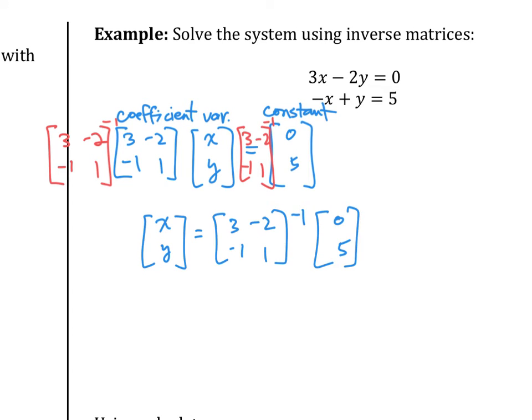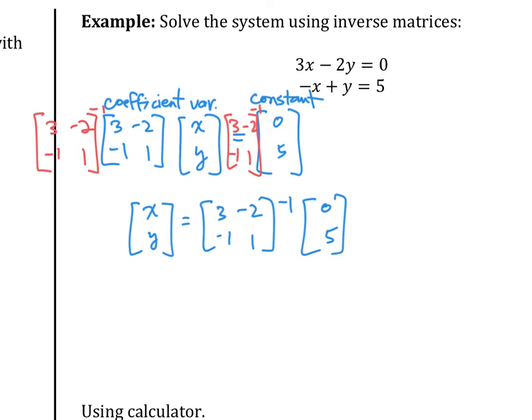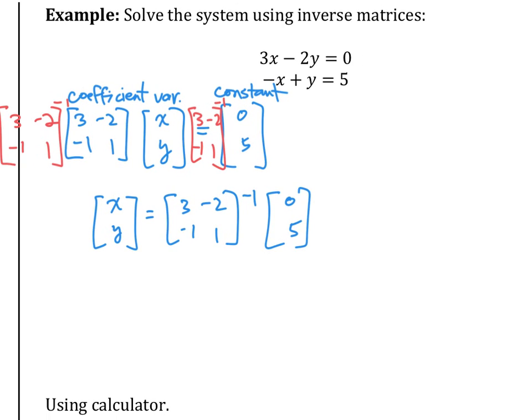So if we can solve that, we have the answer. Now, this one is easy to solve by hand, but I'm going to show you how to do this on the calculator. In the calculator, this is a little bit tricky because now you need two matrices. You have this one, let's call it A, and then this one, let's call it B.